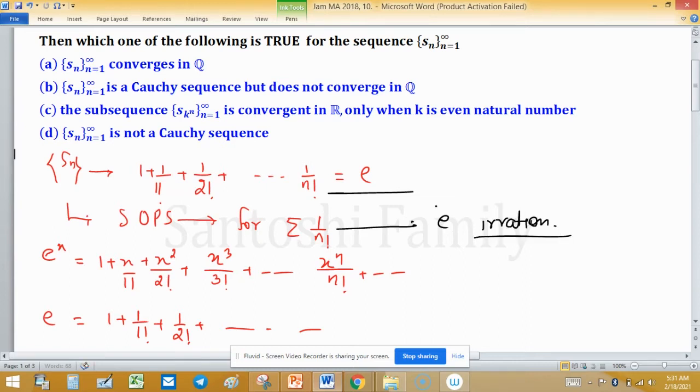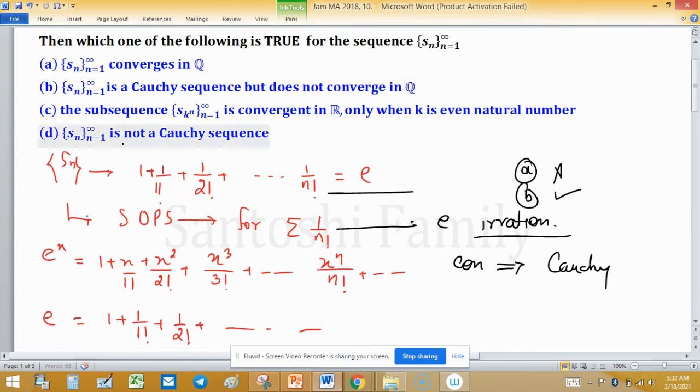In option A, Sn converges in Q. So option A is discarded here, because Sn is convergent but not in Q. Option B, Sn is a Cauchy sequence. Every convergent sequence is Cauchy; convergence implies Cauchy. So Sn is Cauchy because it is convergent, but it does not converge in Q. So option B is the right choice.